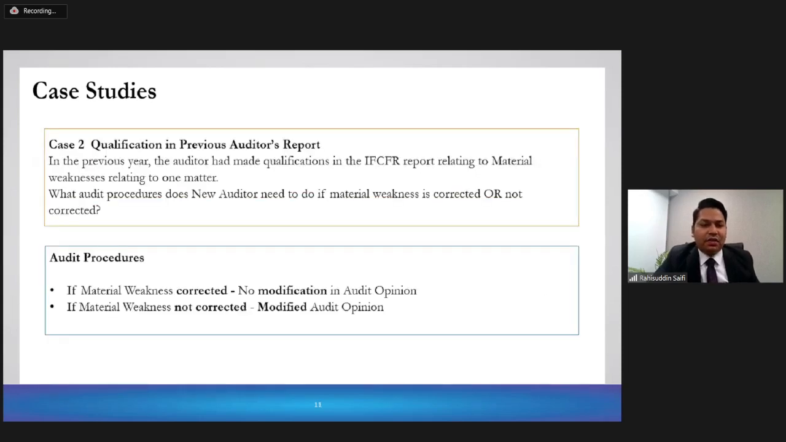So this is the second one, the interesting one. We received the financial statements, and based on the previous financial statements, the previous auditor had made a qualification in the IFCFR report relating to material weakness on a particular matter. So what does the auditor need to do if the material weakness is corrected or not corrected? It's very simple. If the material weakness is corrected, then no modification in the audit opinion. If the material weakness is not corrected, we need to consider SA 705 and see the modification in the audit opinion.